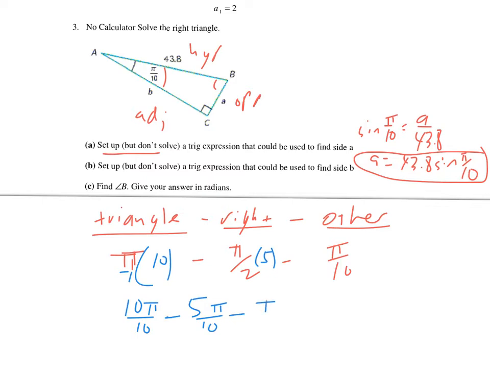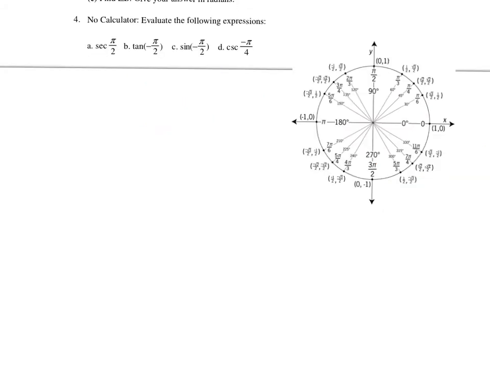Minus 1 pi over 10. So now we have our common denominator. We subtract the numerators, which would come out to 4 pi over 10, and I would just reduce that to 2 pi over 5.